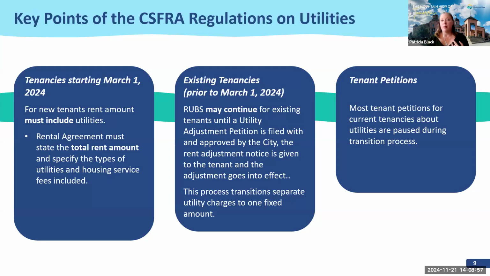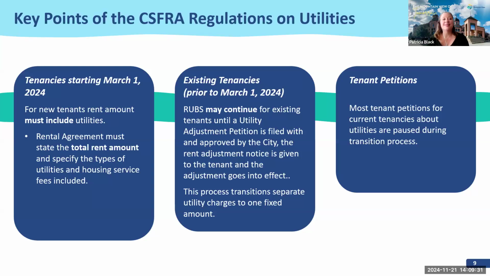What are the key points of the regulations? So for tenancies starting March 1st or after, for new tenants, the rent amount must include their utilities. So you need to figure out some sort of way to determine how much you want to charge tenants for their total rent. That includes the physical space rent and utility costs. Obviously, if the unit is submetered for any kind of utility, that is going to be a separate bill, and those separate bills that come directly from that utility provider to the tenant are still allowed.